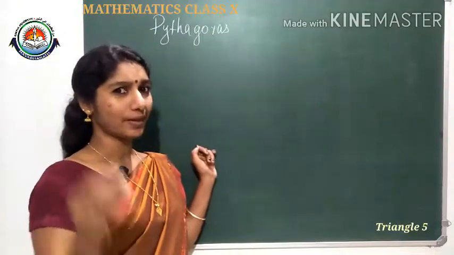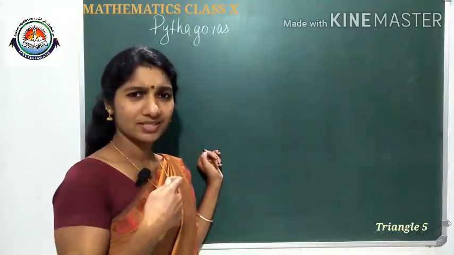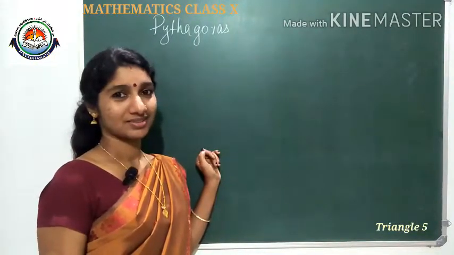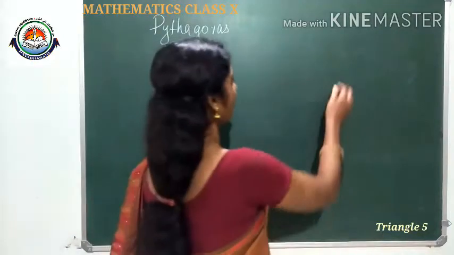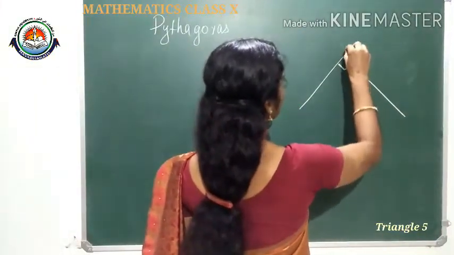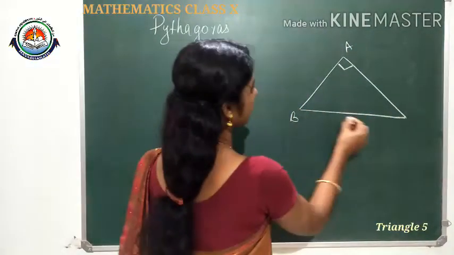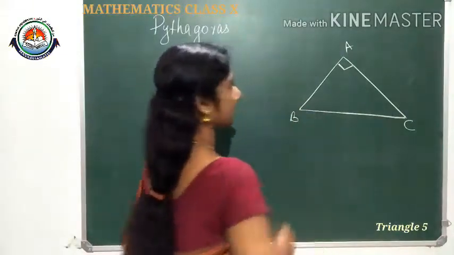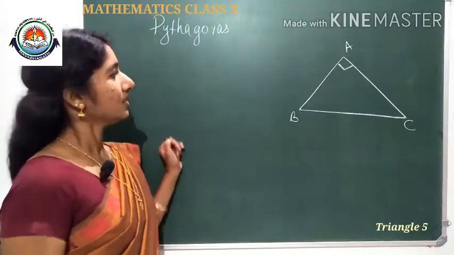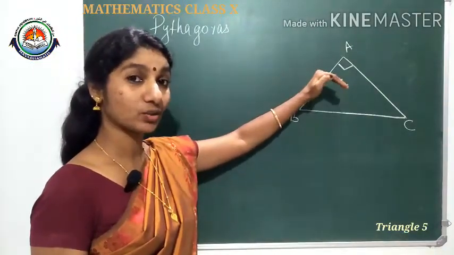While hearing the word Pythagoras theorem, something comes to your mind. What is coming to your mind? One right triangle is coming to your mind, isn't it? So we have one right triangle. This is right angle A, B, C. ABC is one right triangle. In this triangle we are going to discuss Pythagoras theorem.